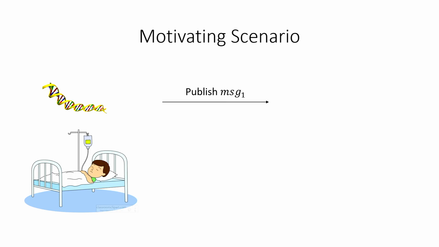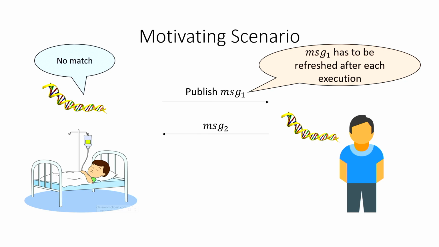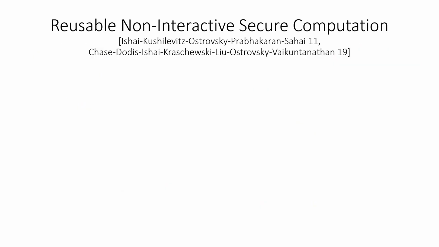So they're going to publish message 1 from a non-interactive secure computation protocol, and here comes some potential donor. And the donor has their own DNA sequence, which is their private input, and they send a second-round message, message 2. And the function we're computing is match or no match for the sake of kidney transplants. And let's say it's no match. What happens? Well, we need to find a new donor, and unfortunately, in the standard notion of non-interactive secure computation, we would have to publish a new first-round message. And in fact, we'd have to do this for every potential donor that came along. And this is incredibly inefficient, and what we would like is for this first-round message to be reusable.